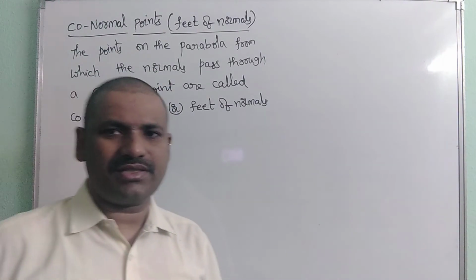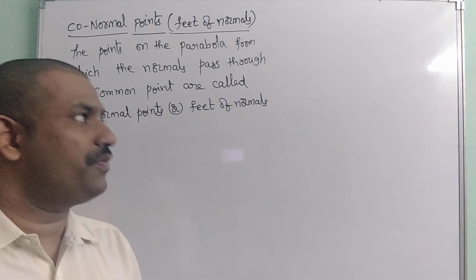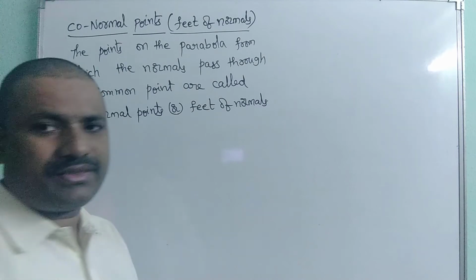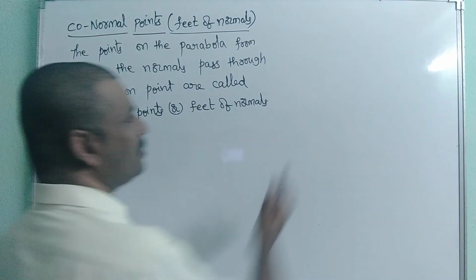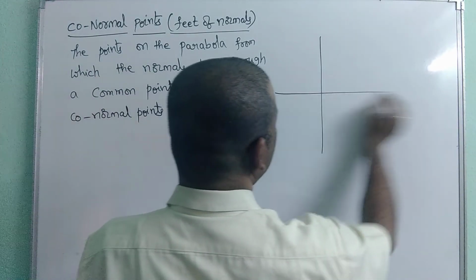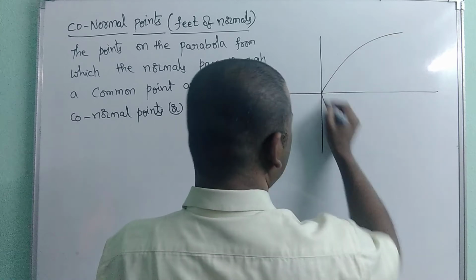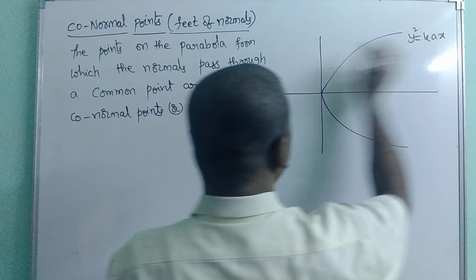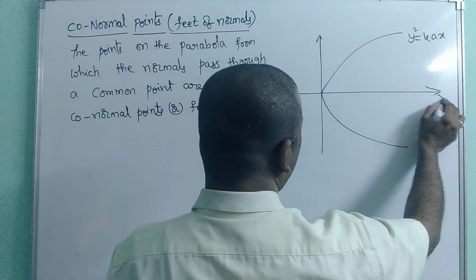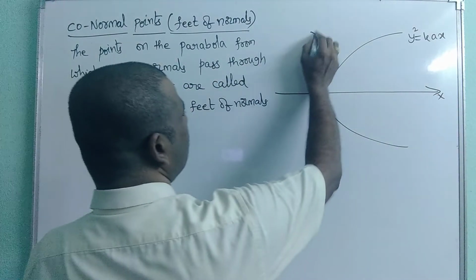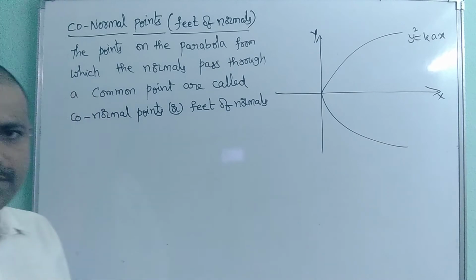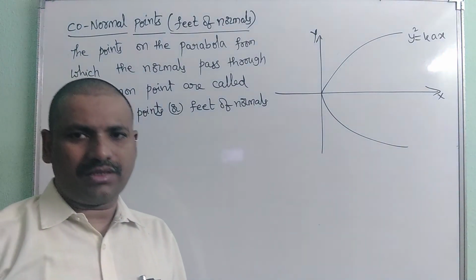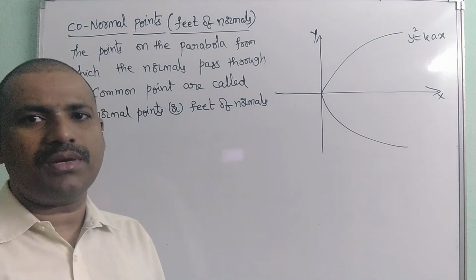So today we discuss the conormal points or feet of normals in a parabola. What does it mean? Let us see. This is the parabola y square equal to 4x. What are the conormal points? The points on the parabola from which the normals pass through a common point.